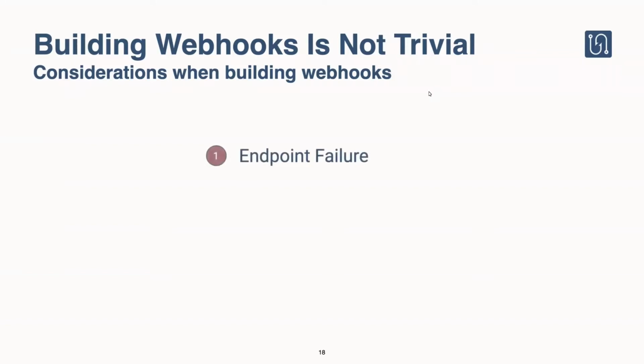The first area that comes to mind when thinking about building webhooks is failed messages or endpoint failure. For example, what happens if a consumer URL fails or is unreachable? Do you try to send the message again? And if you do, how often and how many times do you retry before you stop?